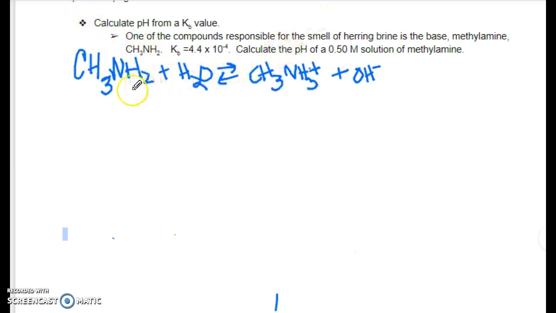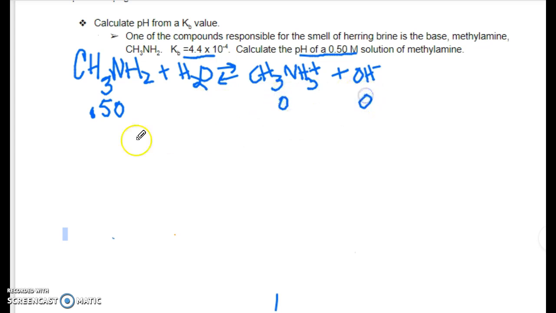So your equation is the methylamine plus water, equilibrium arrows, forms CH3NH3+ plus hydroxide. So we have a Kb value, and we need to calculate the pH of this 0.5 molar solution. So it's going to be like any other equilibrium. It's going to start with an ICE table.